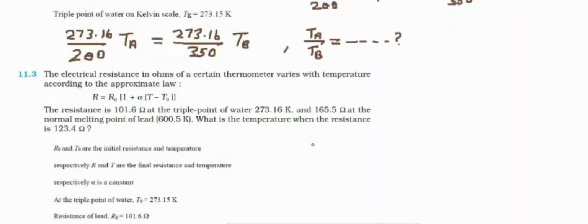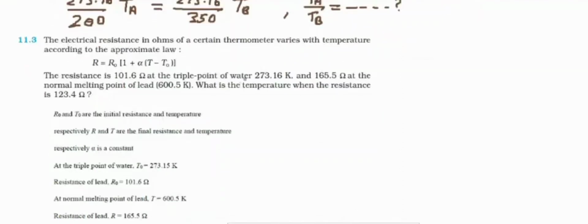Then question 3. The electrical resistance in ohms of a certain thermometer varies with the temperature according to the relation R is equal to R naught into 1 plus alpha (T minus T naught). Okay. So you know the resistance of a conductor depends on temperature. When the temperature increases, its resistance also increases. And the relation between temperature and resistance is given in the formula. Now the values of temperature, resistance, etc.